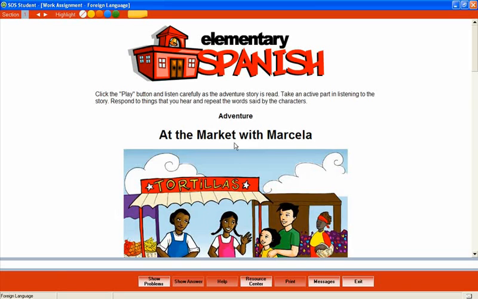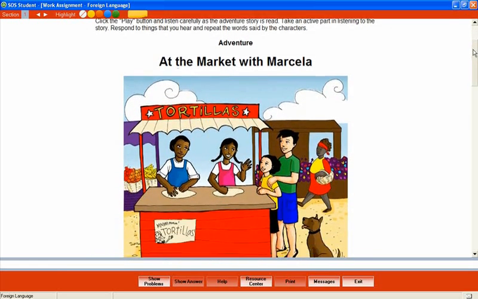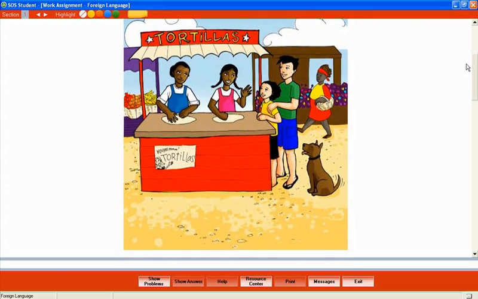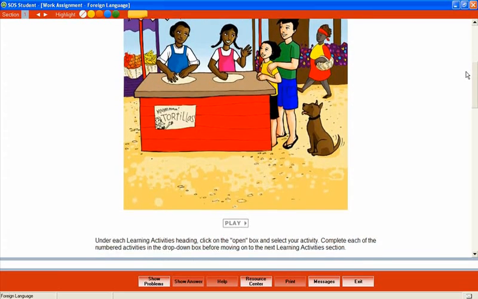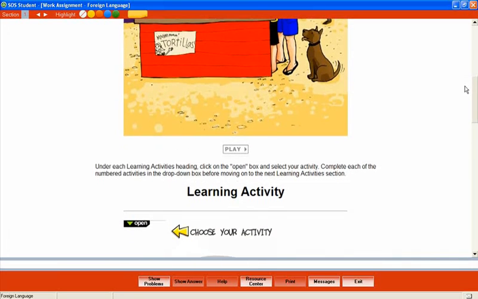In Unit 1, let's look at a lesson called At the Market with Marcella to see how the Spanish vocabulary for colors is taught. Most elementary Spanish lessons begin with a listening exercise that allows students to join Tony and Lisa in their language learning adventure.